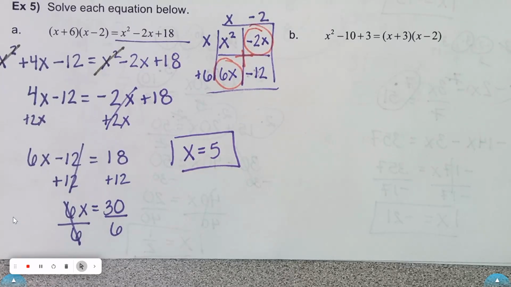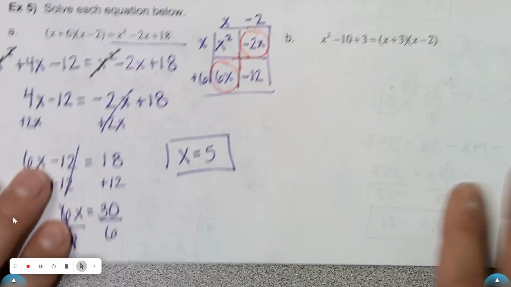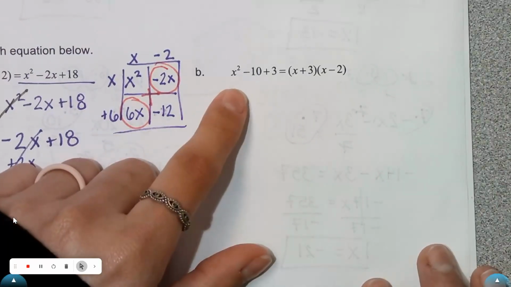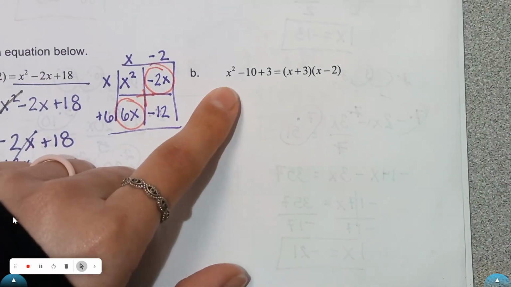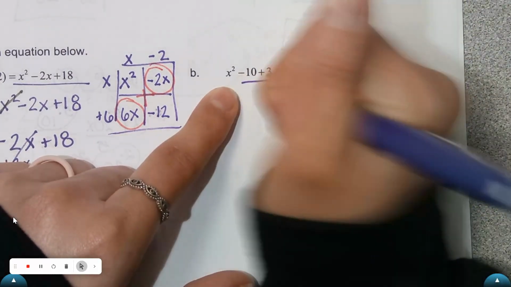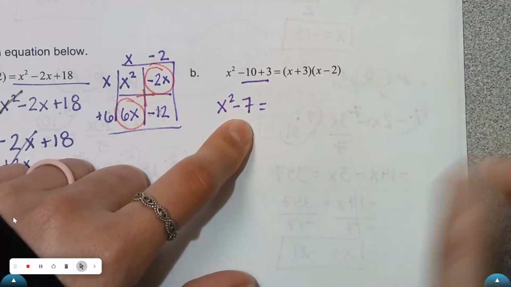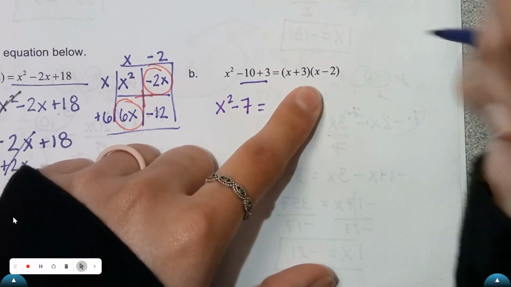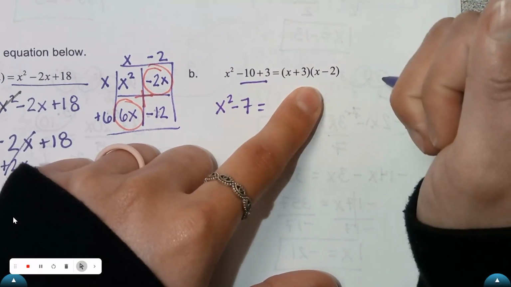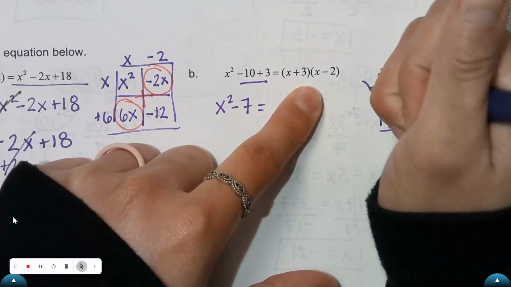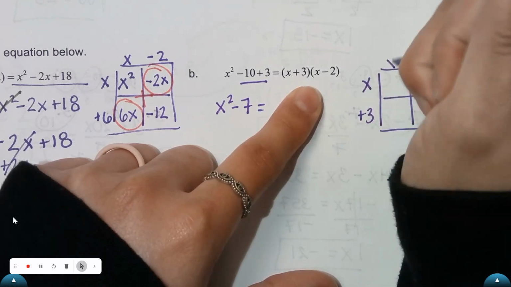Okay, let's try B. So same thing. For the left, the only thing I can reduce or simplify is this negative 10 plus 3. So that's x squared minus 7. But then for the right side, I am going to have to do the box. So I will do the box over here on the side. I'll put the x plus 3 on the side, and I'll put the x minus 2 at the top.